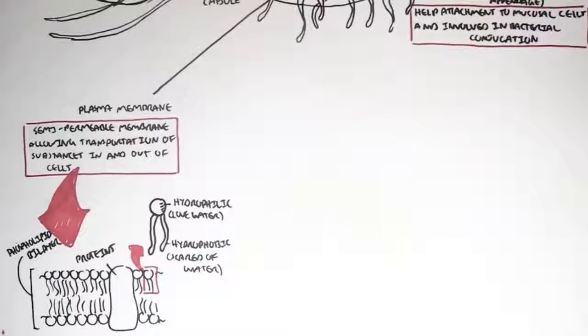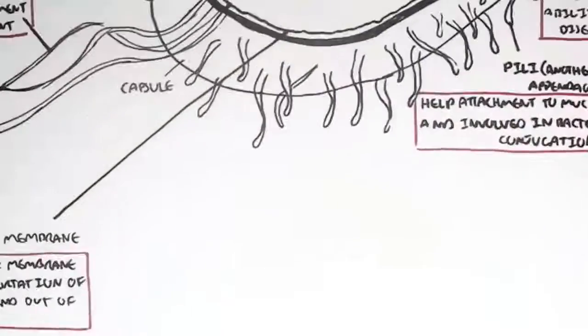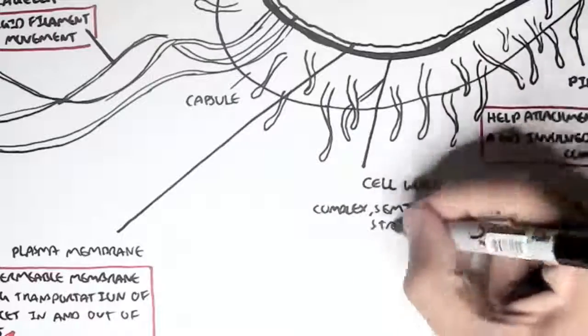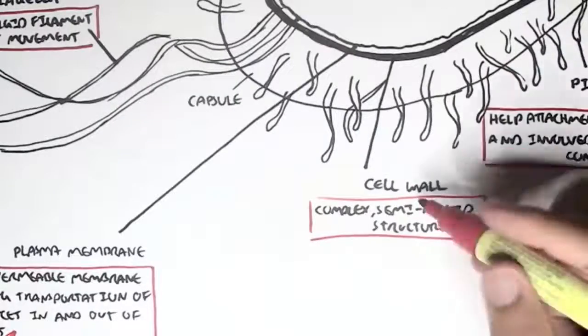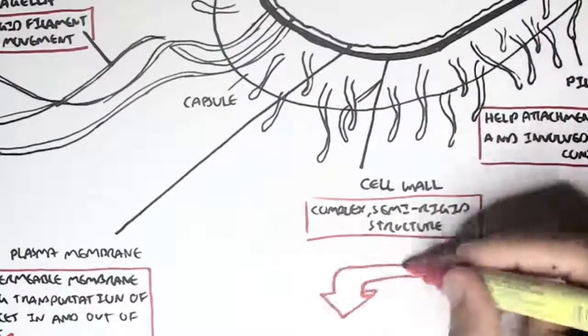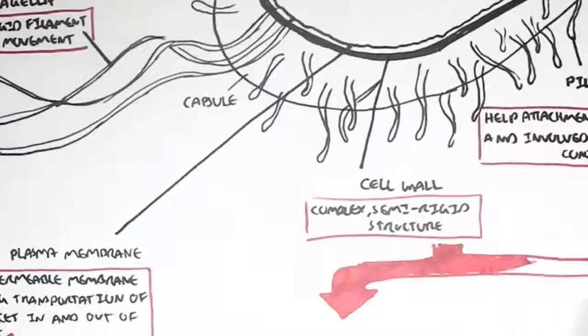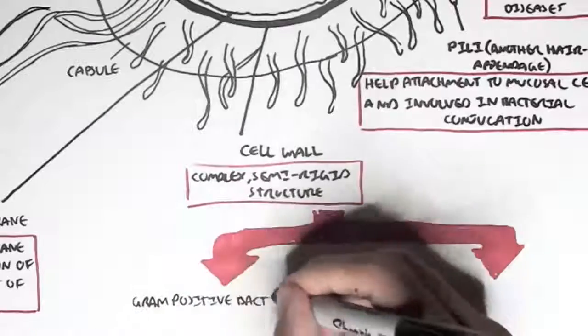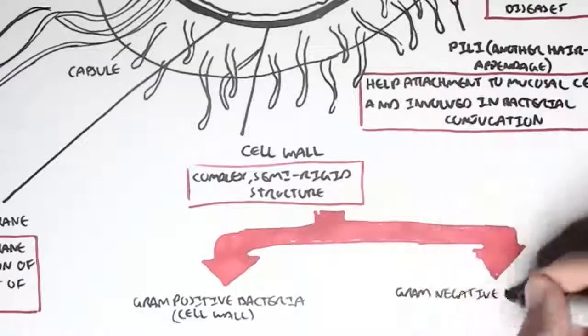Now, in between the capsule and the plasma membrane, we have the cell wall. And this is a very complex, semi-rigid structure. The cell wall enables bacteria to be classified into two major groups: gram-positive bacteria or gram-negative bacteria. And there's a difference.